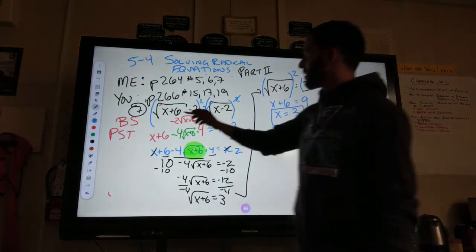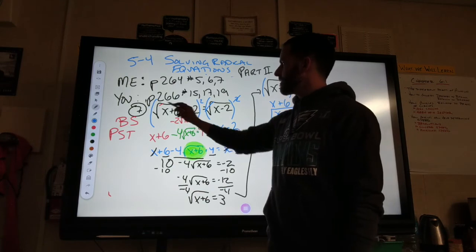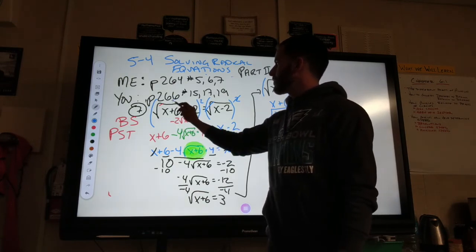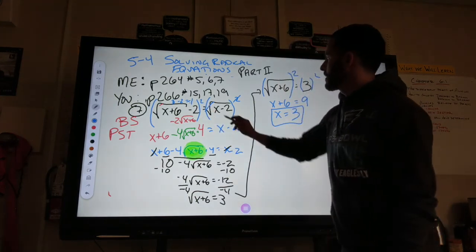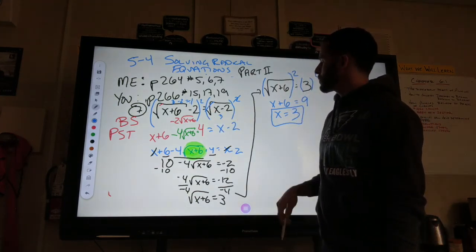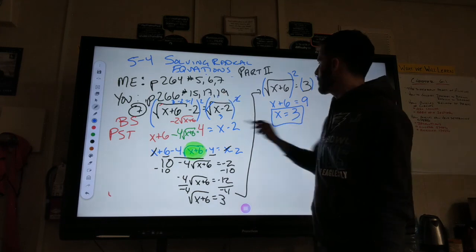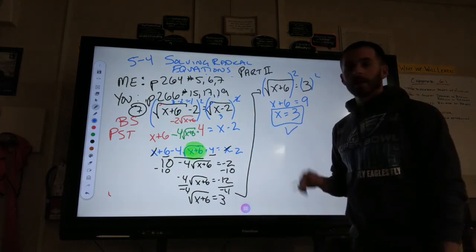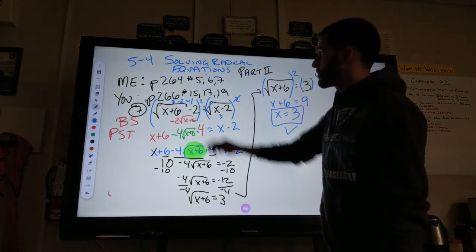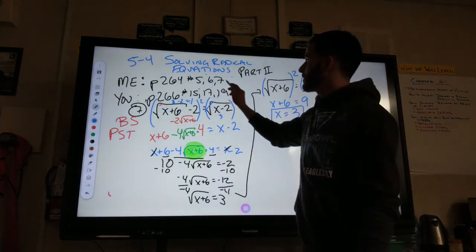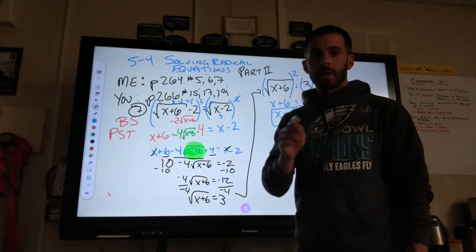So you have to take 3, you got to plug it in. 3 plus 6 is 9, the square root of 9 is 3, and 3 minus 2 is 1. So this side is 1. Plug in 3. 3 minus 2 is 1, the square root of 1 is also 1, so 3 works. If I were you, I would stop, pause, go back, and redo this problem with me before you head on to 15, 17, and 19. Be back for part 3.